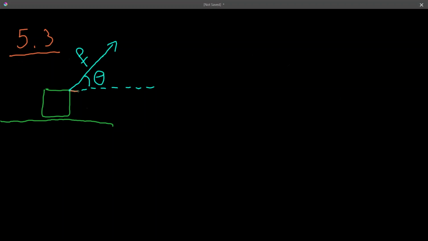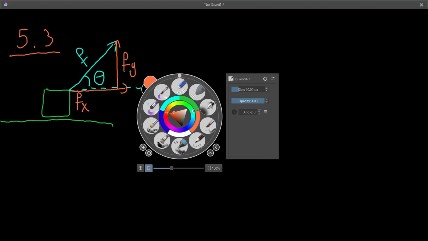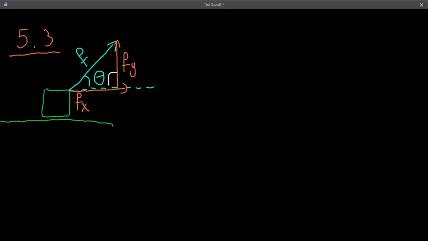Let's write the x part first. So this is the x part. Let's call it Fx. And I can break it into a y part, which I can call Fy. Now, as you can see, this makes a right triangle.